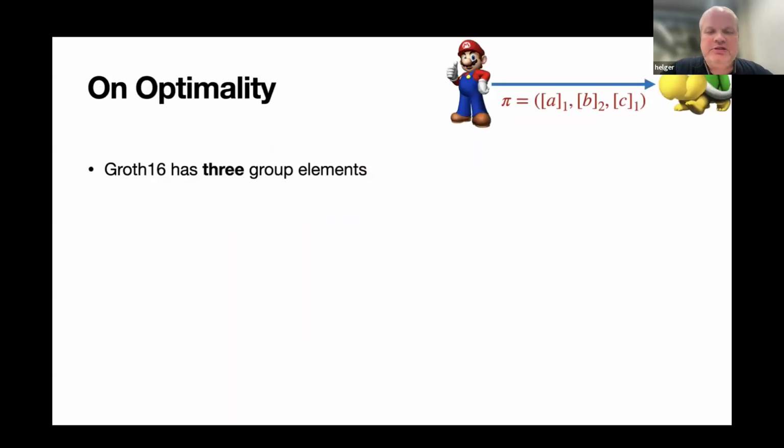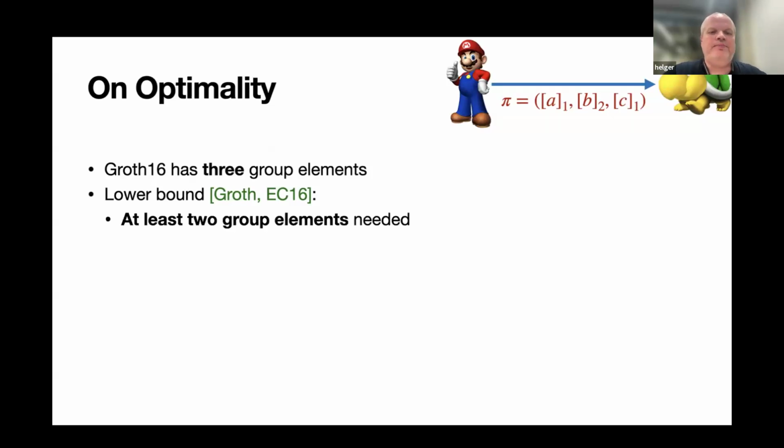So because Groth16 is so nice, it would be good to understand how optimal it is. So the argument size is 3 group elements, and also in his original paper, Jens proved a lower bound, saying that at least 2 group elements are needed.